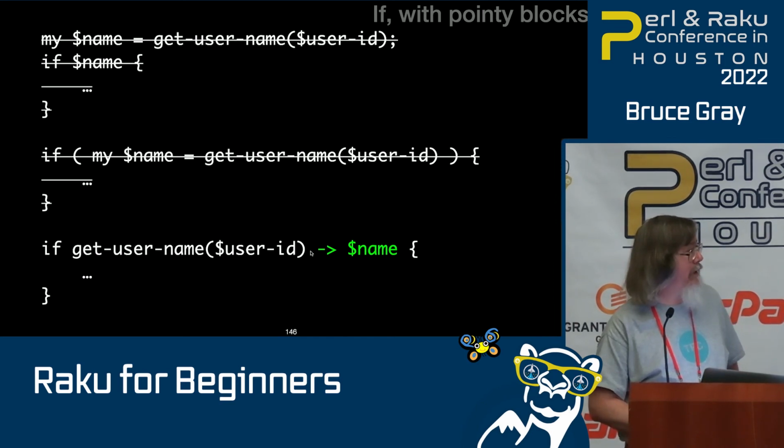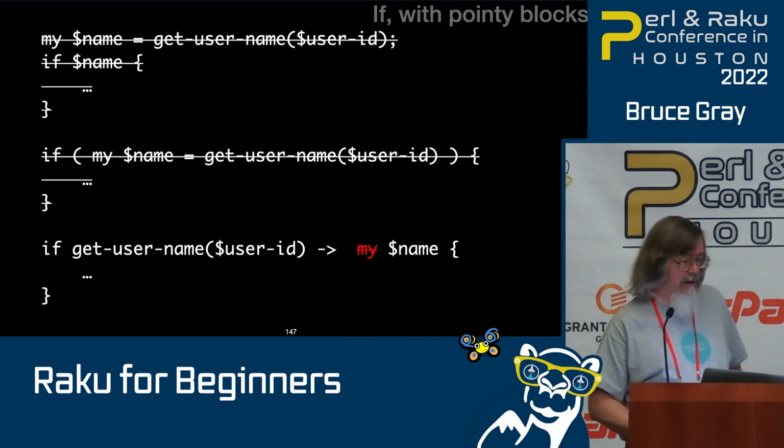And whatever is here gets put in there. And if what's in there is true, then the block executes and can get access to name. And if name was not true, then the block does not execute. In fact, the aliasing doesn't happen.